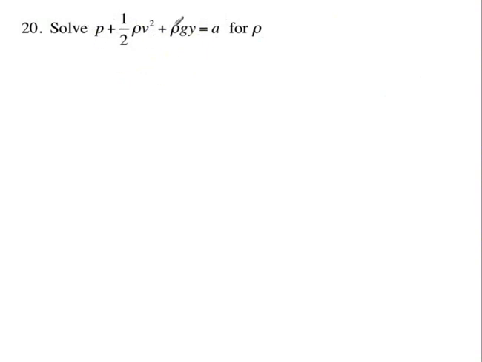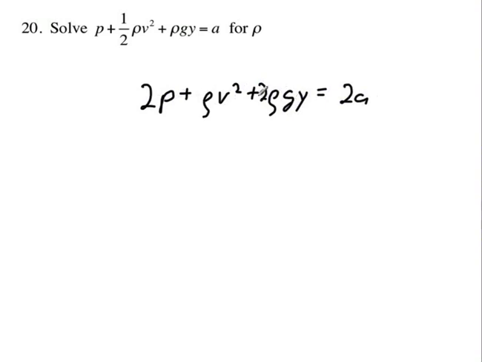So what I would do personally is I would multiply both sides by 2, and multiply all of these guys by 2, so I can get rid of that fraction so I can not freak out about it. So if you multiply both sides by 2, you get 2p plus rho v squared plus rho gy equals 2a. And I missed a 2 here, and make sure you don't do that.